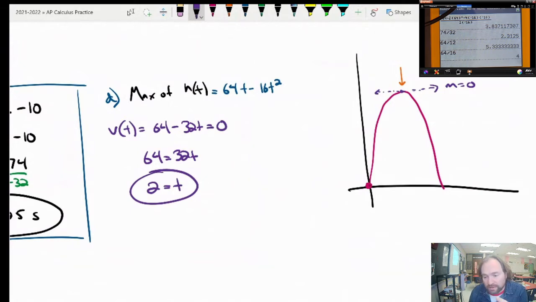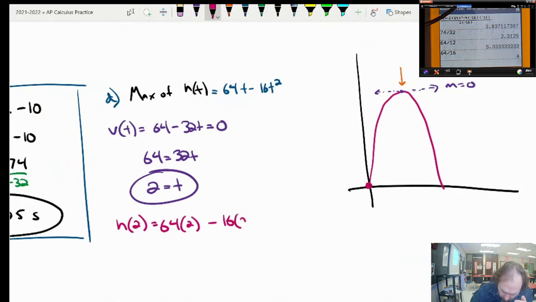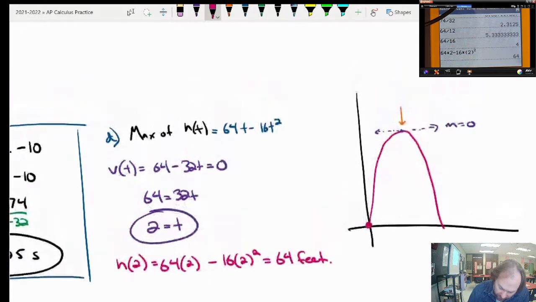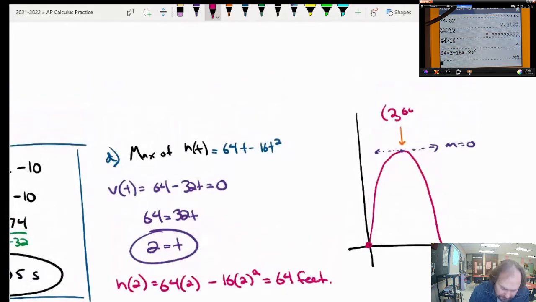Now, that is when the maximum happens. That is not what the maximum is. To figure out what the maximum is, we need to figure out what h of 2 is. So we'll go on our calculator really quick and figure out what 64 times 2 minus 16 times 2 squared is. I'm not going to expand calculator cam, I'm just going to do the work right now. 16 times 2 squared is going to give us 64. And that is in feet, because that is the actual location. So that is this point up here, the point (2, 64) right there.